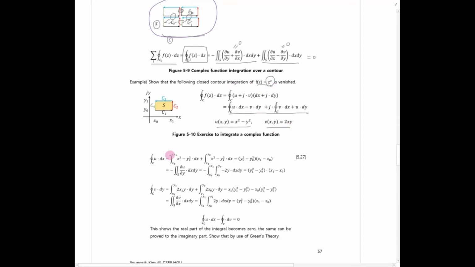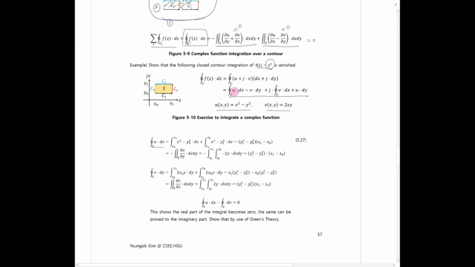Okay, here is an example. Show that the following closed contour integration of f(z) equals z square should vanish. Okay, f and z are given this way. At this moment, u and v are given in this way in the case of f(z) equals z square. By taking the contour integration, u dx will give this result. Taking the integration over the contour c1, x0 to x1, the integrand is x square minus y0 square, where y is y0 over the path of c1. And the c2 path gives 0 for the integration, because x doesn't change, dx is 0.